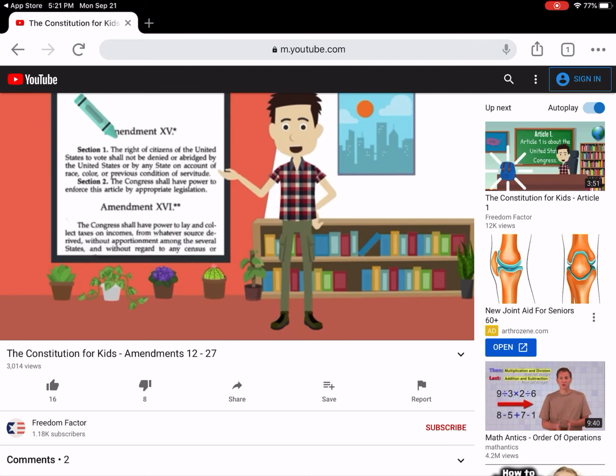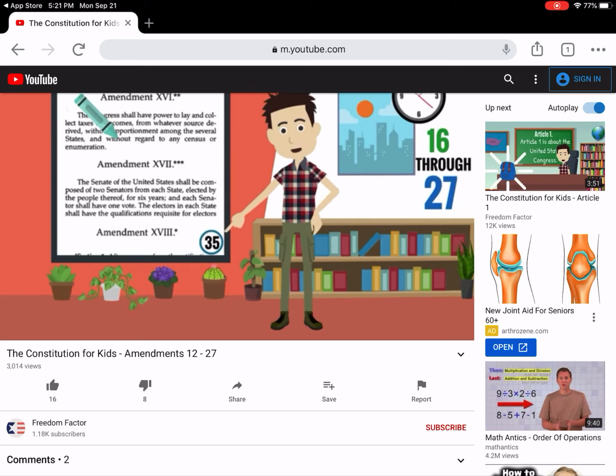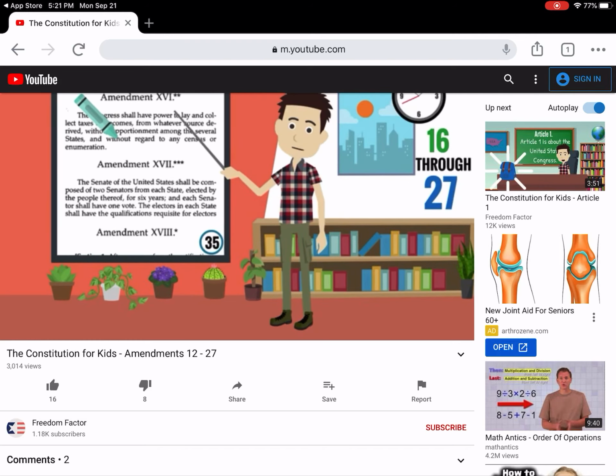Did you pick yours? All right, you and I are going to have a little bit of fun with this coloring. You and I are going to race to see who can color Amendment 16 to 27 the fastest. So here's what you're going to do. Turn to page 35. I'm going to turn there with you. All right, turn to page 35. Now you see where it says Amendment 16?